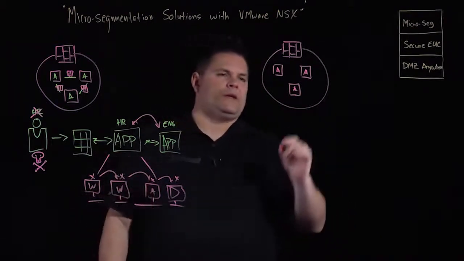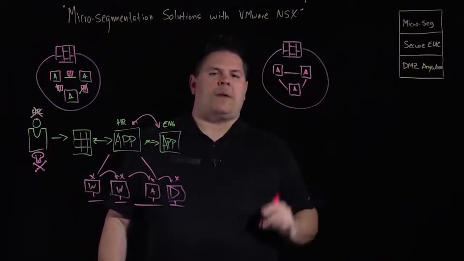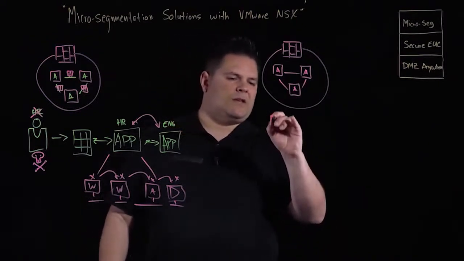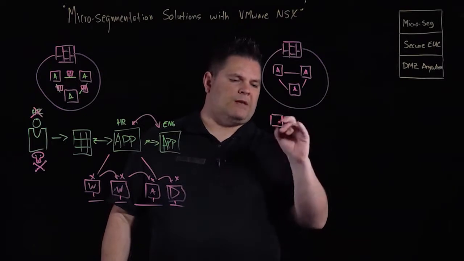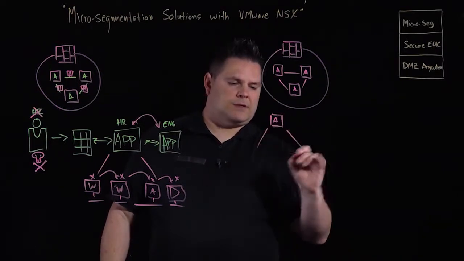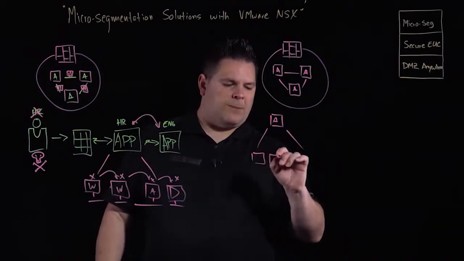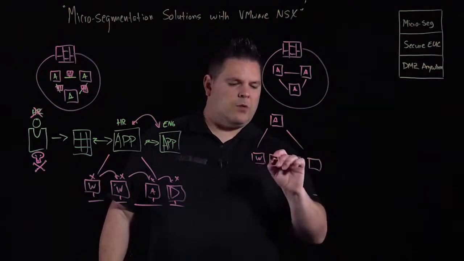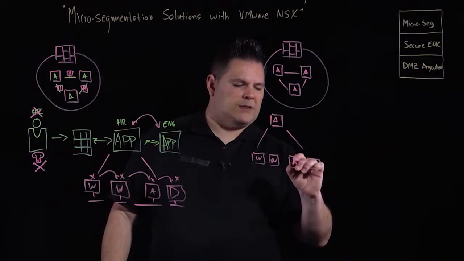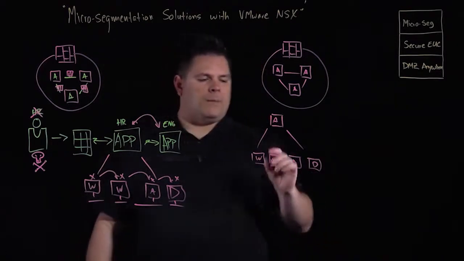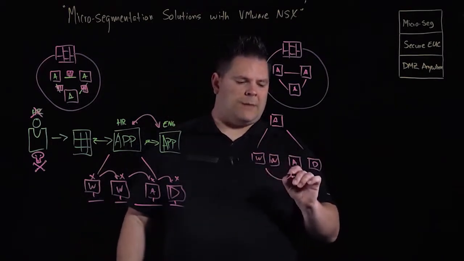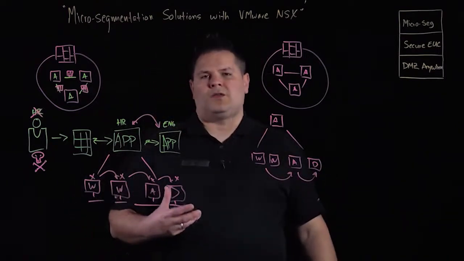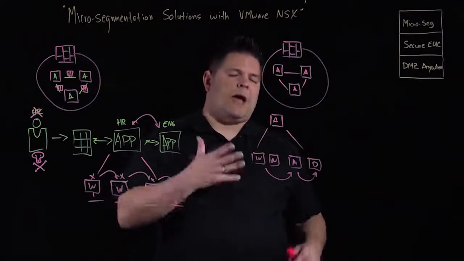But what we're going to do is, these communications are still going to happen, but for each one of these different applications, we're going to take our app and break it down into its web, app, and DB, similar to what we did before. And we're actually going to create policies that state that the web systems can talk to the app systems and the app can talk to the DB systems only over the ports and protocols that they need to talk to. So how do we do that?